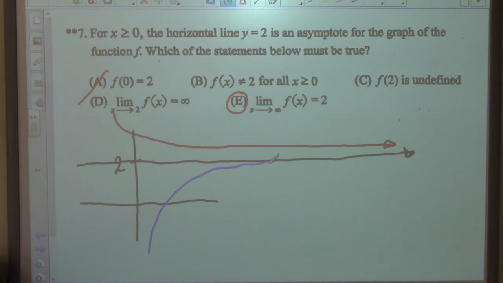Would that give us a horizontal asymptote of y equals 2? Yes. What about this? What if we went like this? It equals 2. Now, this green one is a really good one because it quells a misconception.